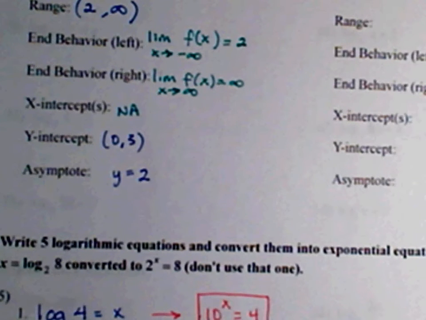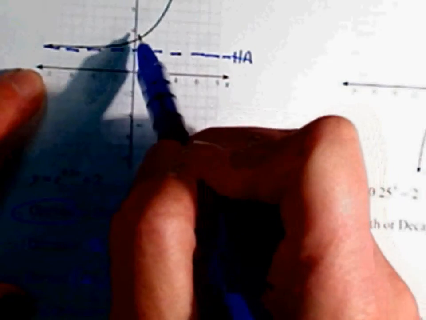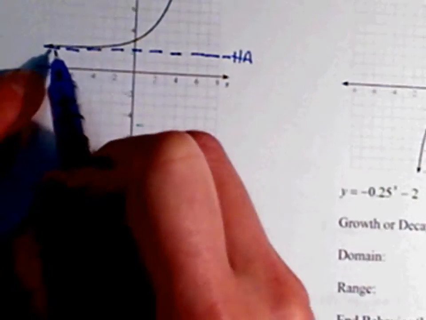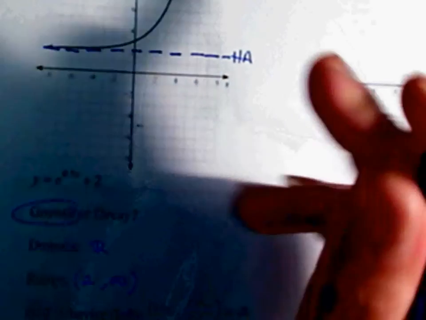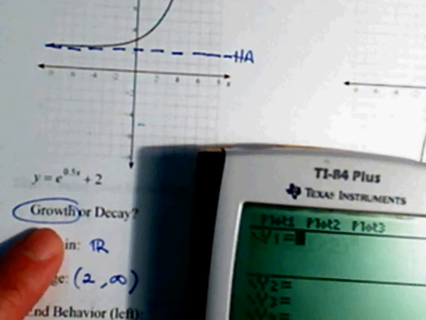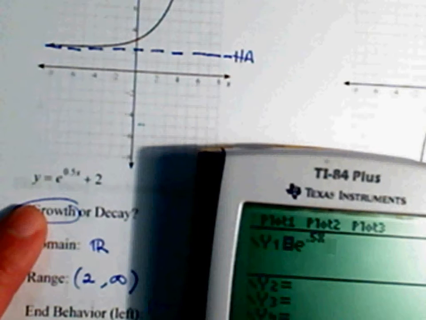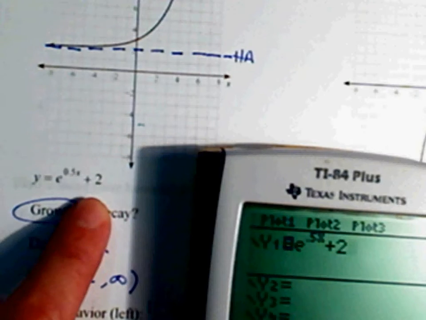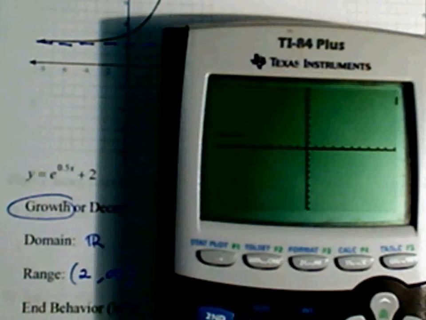Which part? Because if you look at this graph, you see how it keeps going down? And you notice how it's never crossing 2, but it's approaching it. Here's another way you can look at it. If you graph this on your calculator, just like I have, you hit second, and there's your e, raised to the 0.5x, right click, plus 2. That plus 2 moves it up 2. Now, if you hit graph, you kind of get what the graph looks like.